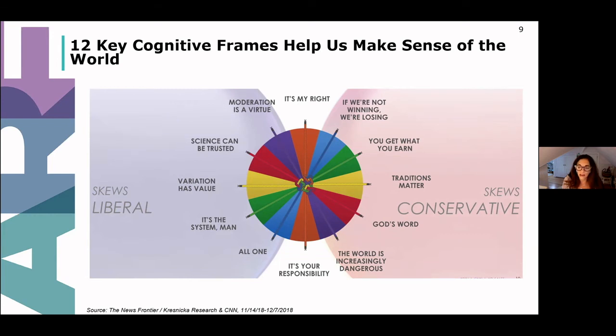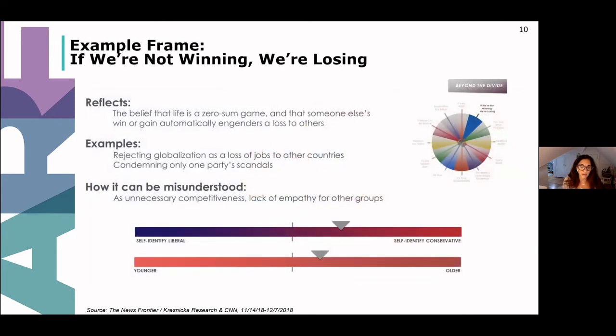the world. As you can see here, looking at them, a lot of it is about morality and politics. And there's some ideological leanings, but it's not strictly about that. Here's an example of one of those, which is if we're not winning, we're losing. So this is the belief that life is a zero-sum game and that someone else's win or gain automatically engenders a loss to others. An example of that is the constant condemnation of the other side to achieve success. Though it can be misunderstood as being overly competitive and having a lack of empathy. And as you can see here, it tends to skew a little more to the right and a little older. So there are 12 of these, and that's really the human element, the values that people have.